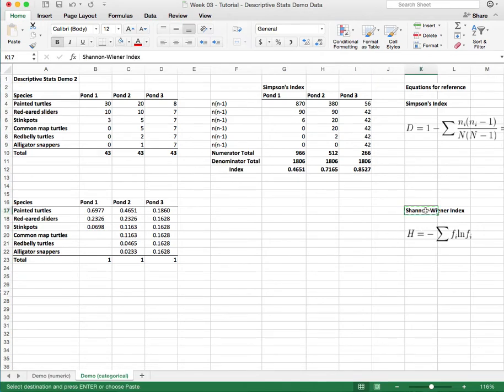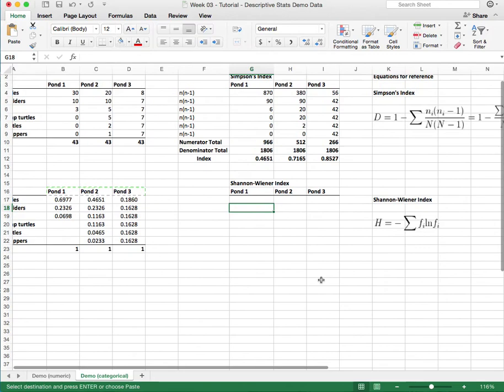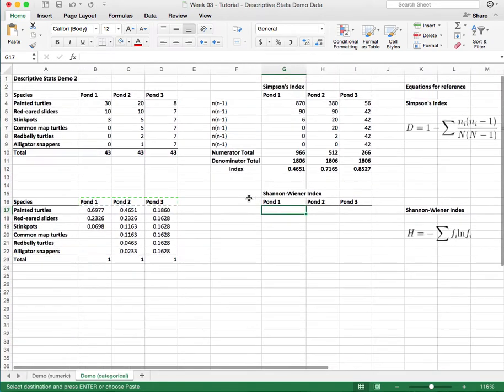The other index value that we want to calculate is the Shannon-Wiener index. So if we calculate the Shannon-Wiener index, again, I'm going to copy over the pond names. And for the Shannon-Wiener index, you see here, H is equal to negative, we just take the negative at the end, the sum of the relative frequency multiplied by the natural log of the relative frequency. So to calculate each of these values, and then we will sum them up.